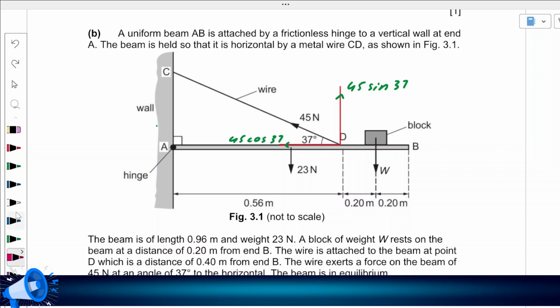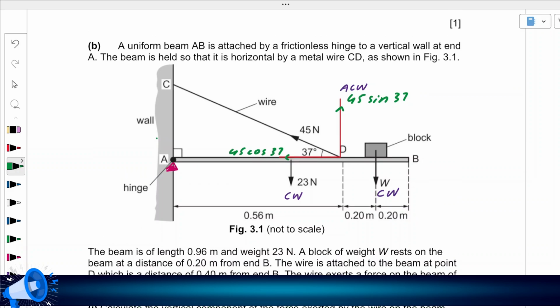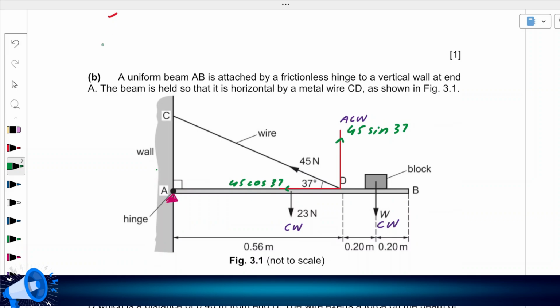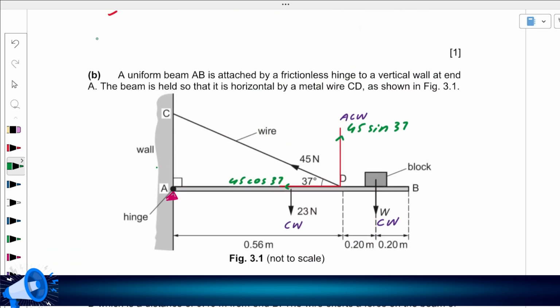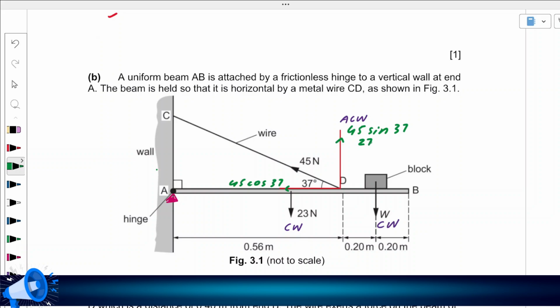Let me label the forces clockwise, anti-clockwise. If this is a pivot, then this one would be clockwise, this one would be clockwise, and only one of them would be anti-clockwise. Now let us write the expression. And then I can copy paste the expression. So anti-clockwise is, how much was it? 27. So this value is basically 27. 27 times, what is the perpendicular distance from the pivot? 0.56.